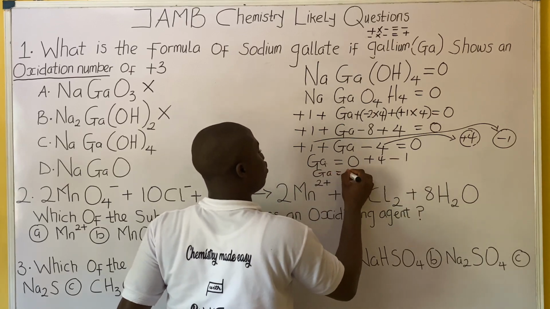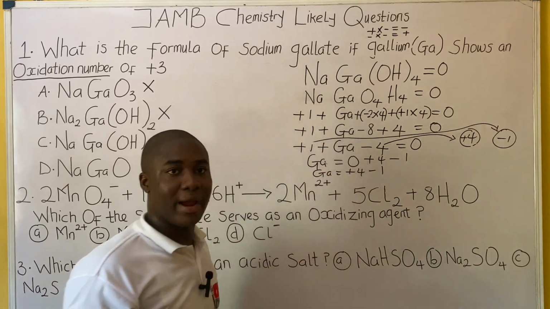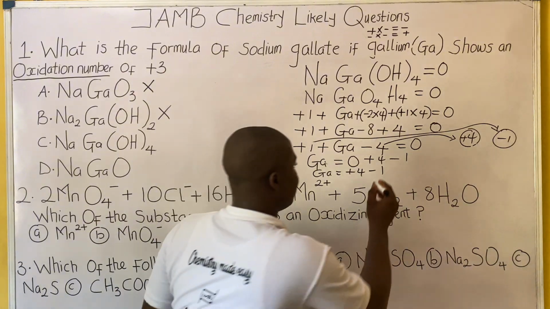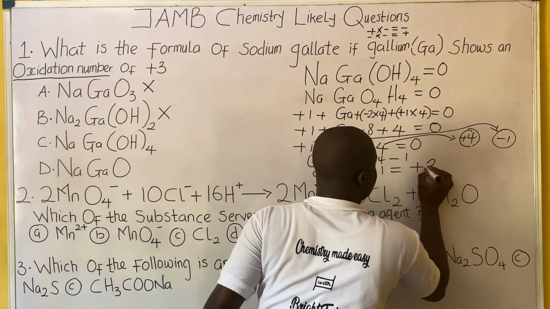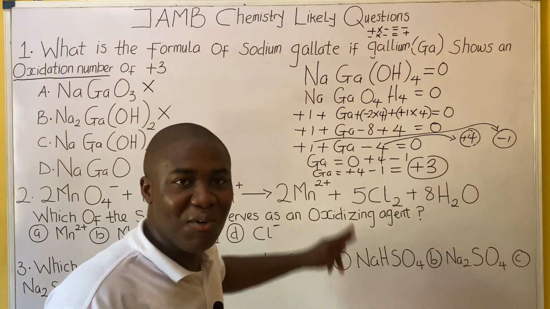So Ga will not be equal to plus 4 minus 1. Alright, so 4 minus 1, that's what they are saying. 4 minus 1 is actually what now? Plus 3. So you have to be specific. So you can see we've gotten the answer to the question.